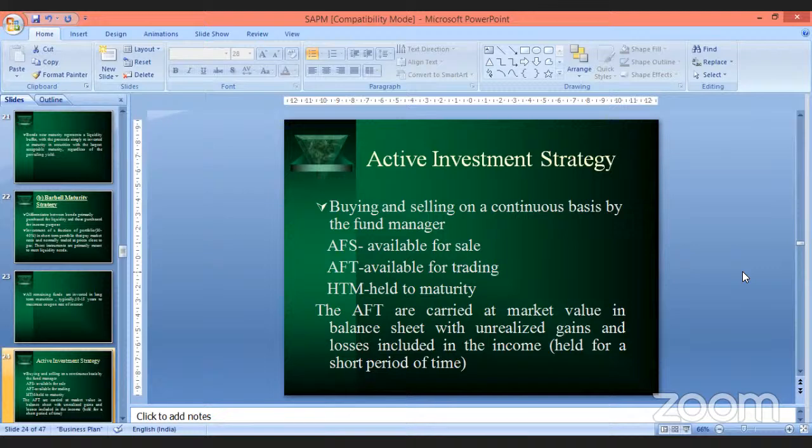When they are buying, there may be three situations. First, there are some securities which are available for sale. There are some securities which are available for trading. Trading means buying and selling. And there are some securities which you must hold till maturity. That means once you put the money into that instrument, you have to wait up to maturity, say 5 years. At the end of 5 years, you get your amount, that is, the principal amount of investment along with the return.